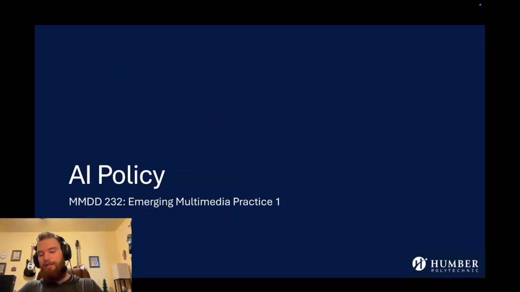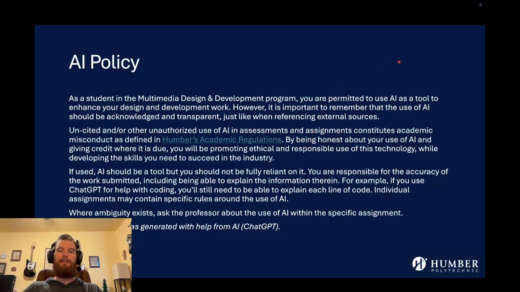The AI policy, I figure that's something that I should cover here for this course. So as a student in the Multimedia Design and Development program, you are permitted to use AI as a tool to enhance your design and development work. However, it is important to remember that the use of AI should be acknowledged and transparent, just like when referencing external sources. Uncited and/or unauthorized use of AI in assessments and assignments constitutes academic misconduct as defined in Humber's academic regulations. By being honest about your use of AI and giving credit where it's due, you'll be promoting ethical and responsible use of this technology while developing the skills you need to succeed in the industry.